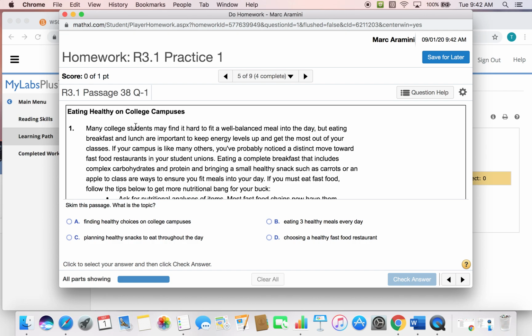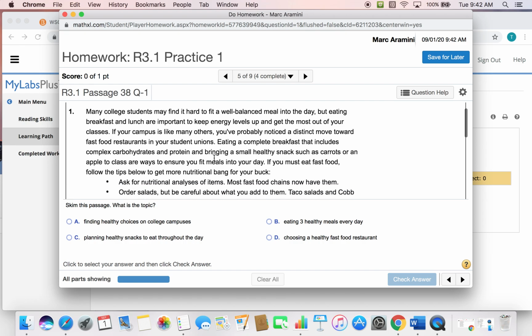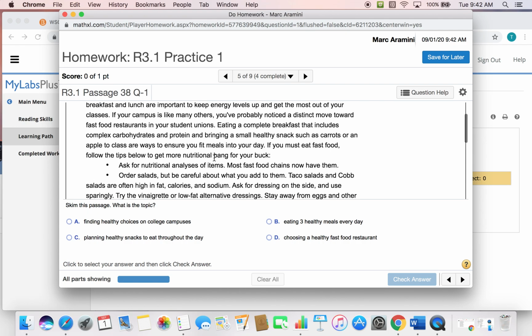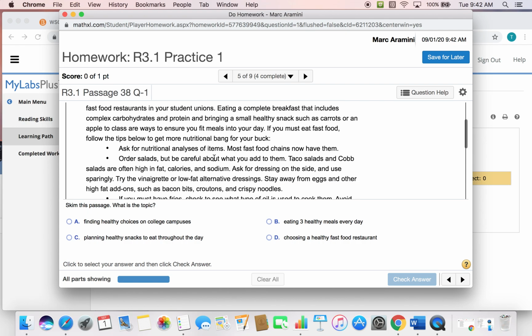Okay, eating healthy on college campuses. This is a new paragraph. Usually there are 2 reading sections per section here. Many college students may find it hard to fit a well-balanced meal into the day, but eating breakfast and lunch are important to keep energy levels up and get the most out of your classes. If your campus is like many others, you've probably noticed a distinct move toward fast food restaurants in your student unions. Eating a complete breakfast that includes complex carbohydrates and protein and bringing a small healthy snack such as carrots or an apple to class are ways to ensure you fit meals into your day. If you must eat fast food, follow the tips below to get more nutritional bang for your buck.